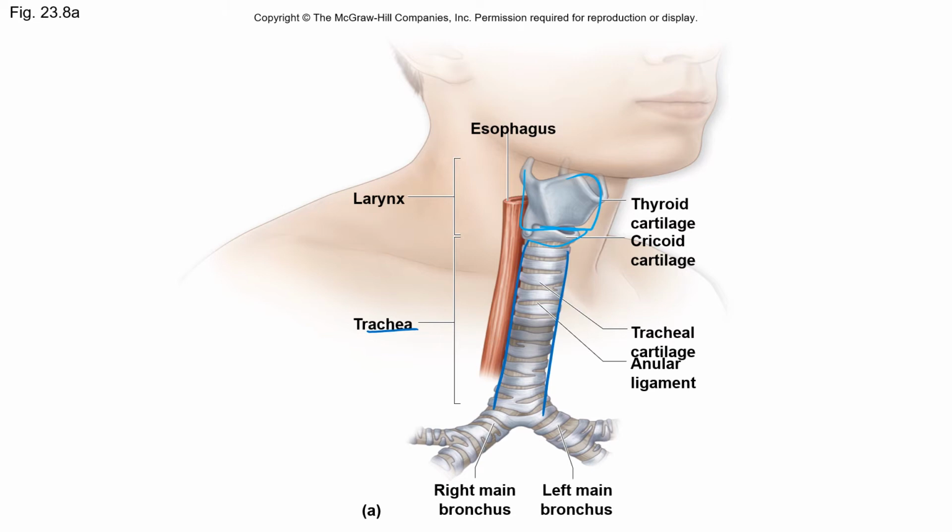It is covered in these C-shaped cartilages. If you look at it from the top, they look like this. On the back side, they don't cover. There's a smooth muscle where this touches the esophagus. So these are often called C-ring cartilages, but their official name is tracheal cartilages.